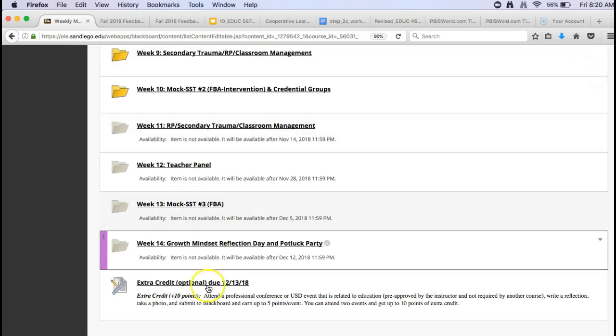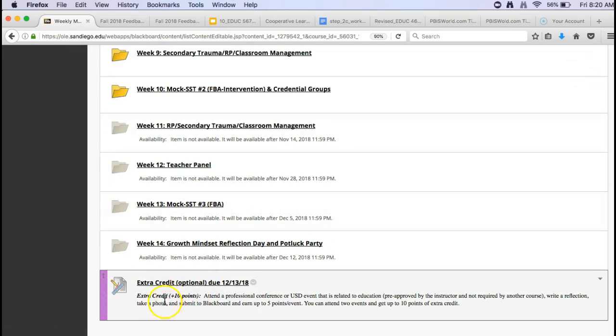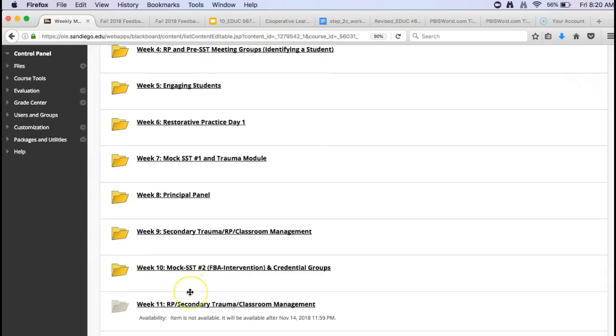Oh, and one other thing, I've had a few people ask about the extra credit, and the assignment is at the bottom of the weekly modules, and it's due by the last night of class. You can get up to 10 points, so 2 events that you go to, 5 points each. They have to be pre-approved. You have to write a reflection, take a photo, and submit it to Blackboard. And so if you have any questions, please let us know.